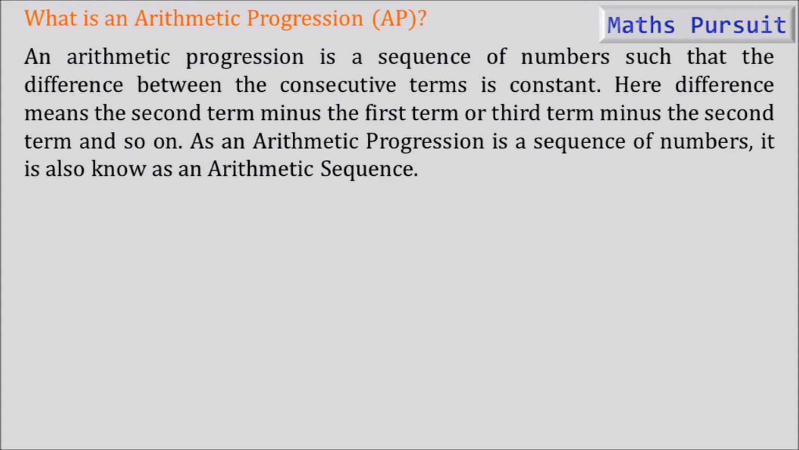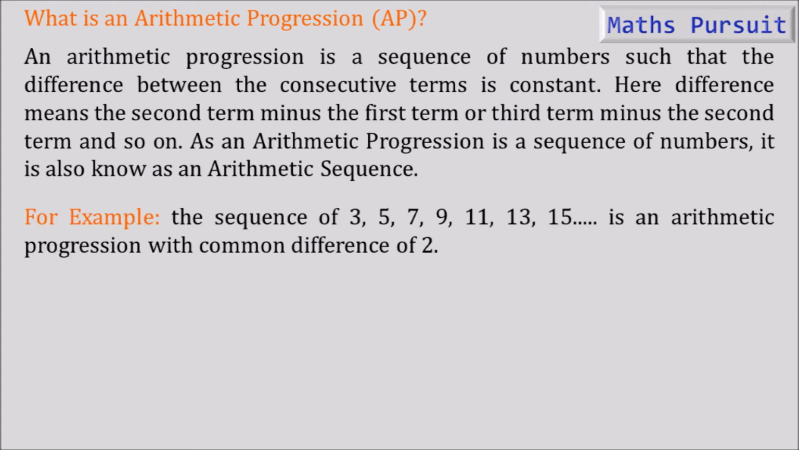Now let us take one example so that the picture will be more clear. The sequence of numbers, let's say 3, 5, 7, 9, 11, 13, 15 and so on, is an arithmetic progression with common difference of 2. So we are considering a sequence of numbers with a common difference of 2. And we will see that if you subtract 15 minus 13, the difference is 2, 13 minus 11, the difference is 2, or 7 minus 5, the difference is 2. So we are having a common difference of 2.